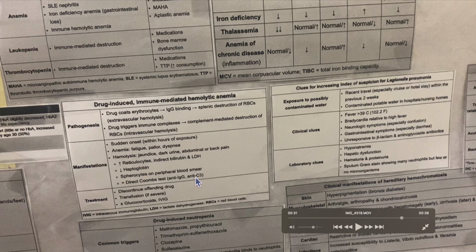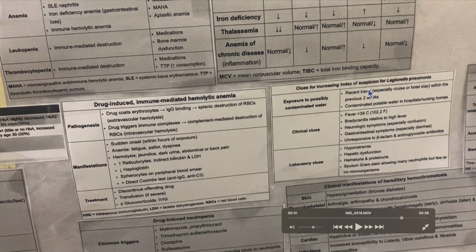Anti-IgG and anti-C3. Okay, sudden onset within hours of exposure and fatigue, pallor, dyspnea, anemia. Okay. Another note, clues for increasing index of suspicion for Legionella pneumonia.